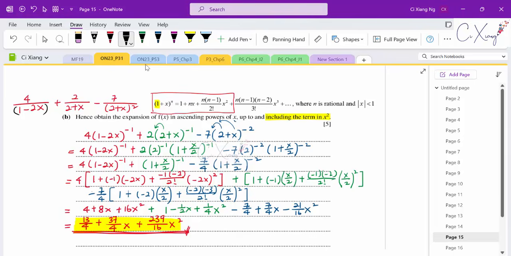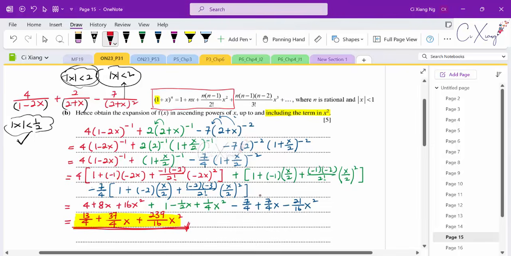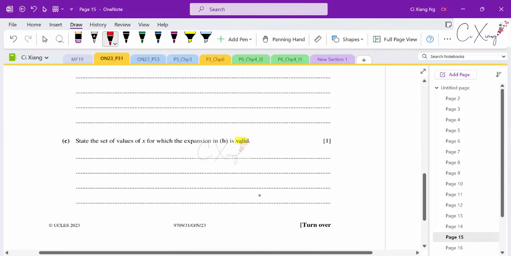For this one, basically you have modulus x smaller than half. Then for the second bracket, it should be modulus x smaller than 2. Then this one also should be modulus x smaller than 2. So if you compare these three, which one has the smallest range? The smallest range should be this one, because the range is from negative half until positive half. The 2 one is from negative 2 until positive 2. So if you compare these two ranges, modulus x smaller than half will be the smaller range. Therefore, the valid values of x for the expansion is modulus x smaller than half.